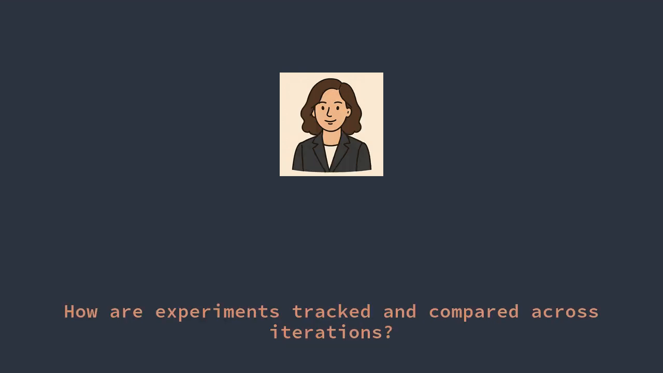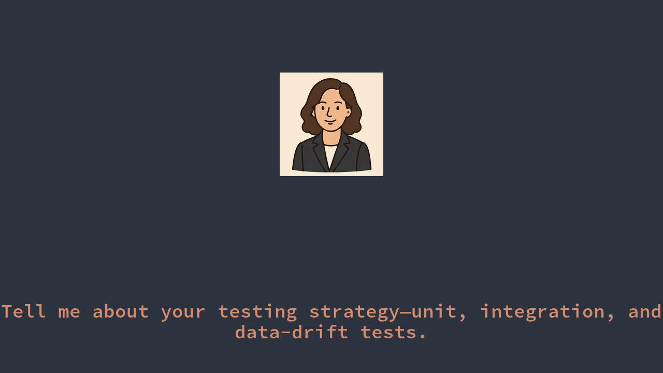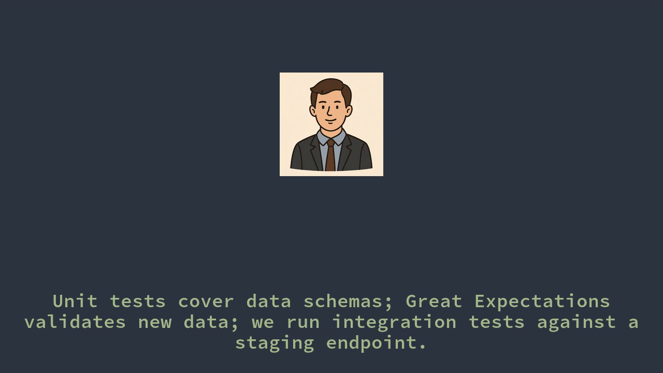How are experiments tracked and compared across iterations? Experiments are logged to Weights and Biases. Dashboards compare F1, latency, and cost across different hyperparameter sweeps. Tell me about your testing strategy: unit, integration, and data drift tests. Unit tests cover data schemas. Great Expectations validates new data. We run integration tests against a staging endpoint.